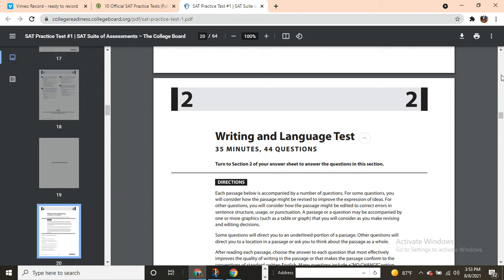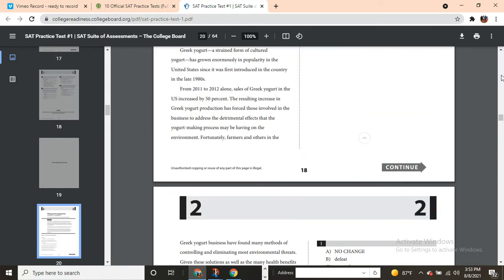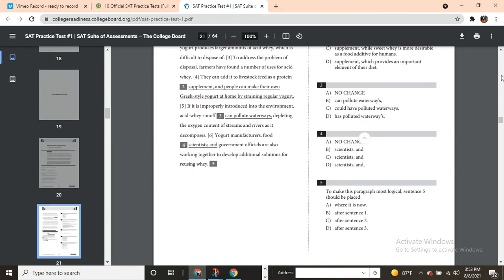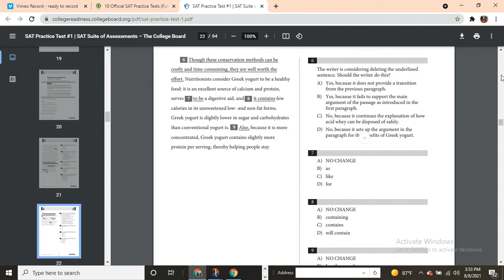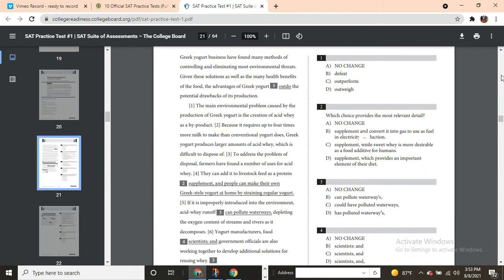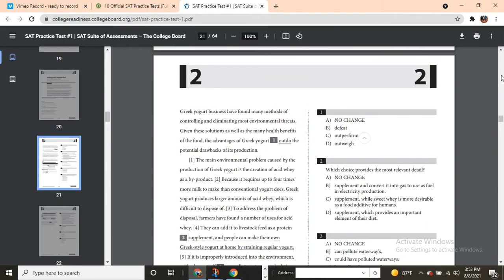It is for writing, and it is a 35 minute test with 44 questions. In this section, you'll find 4 passages with around 10 questions. So as you can see, the writing section is quite different from the reading section.